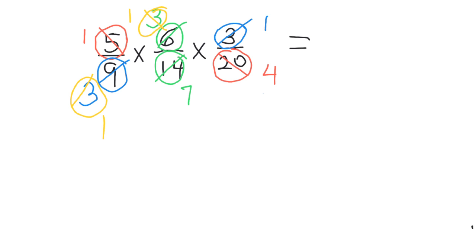So we're going to multiply what we have at the top. We have 1 times 1 times 1, which is 1. And then we have 1 times 7 times 4. 1 times 7 is 7, 7 times 4 is 28. And that is our final answer.